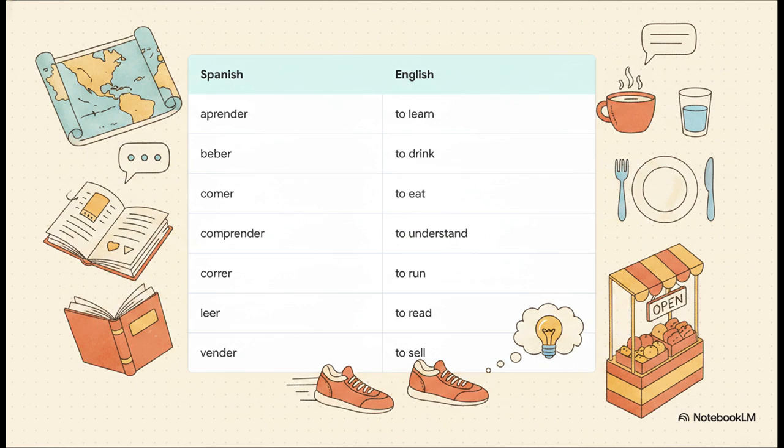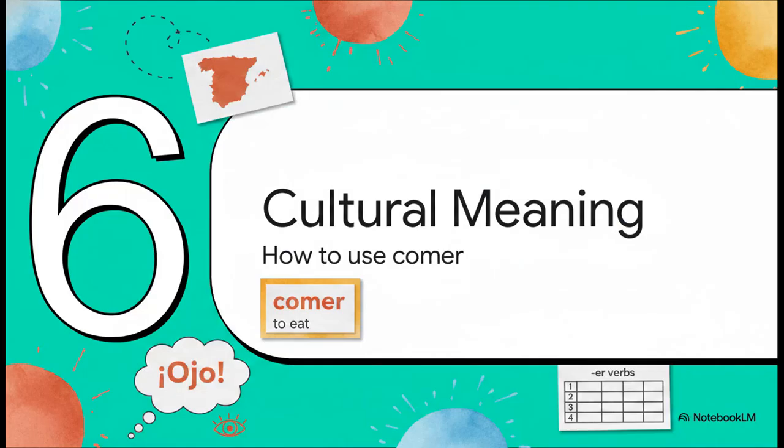Aprender, to learn. Beber, to drink. Comer, to eat. Comprender, to understand. Correr, to run. Leer, to read. Vender, to sell. With just this short list, combined with our endings, you can literally generate hundreds of different sentences about daily routines.